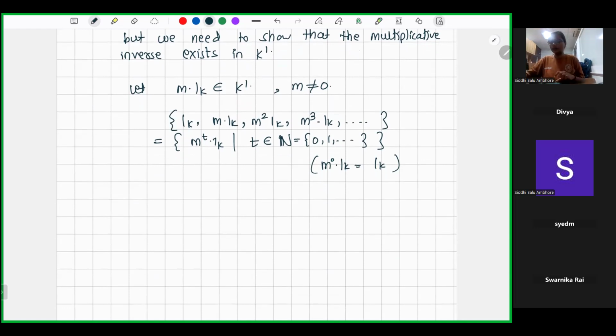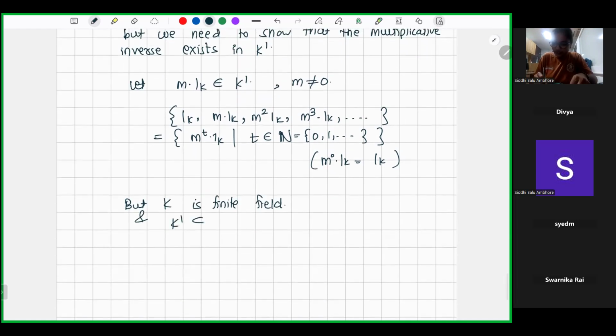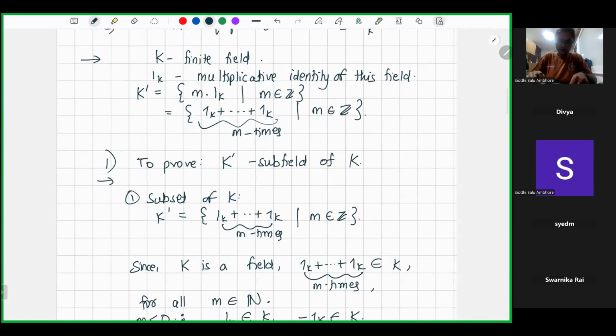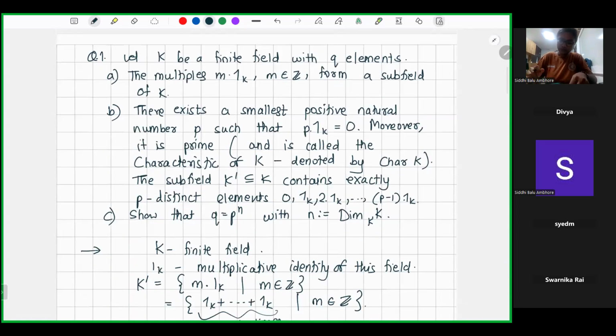So m naught into 1k will be 1k. Yes. So note that this k is a finite field, and k dash is a subset of k. Therefore, k dash is a finite set, right? We are given that. This is important information we have here, that k is a finite field.